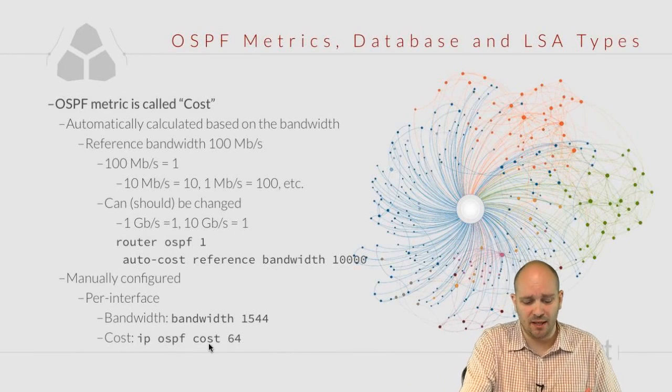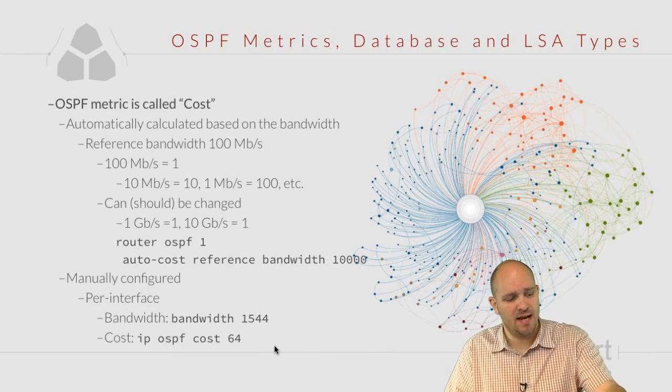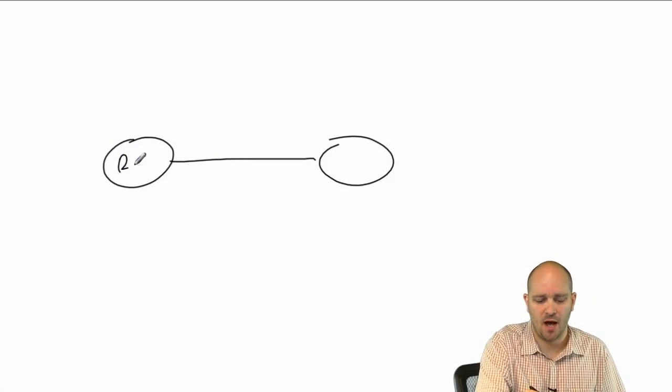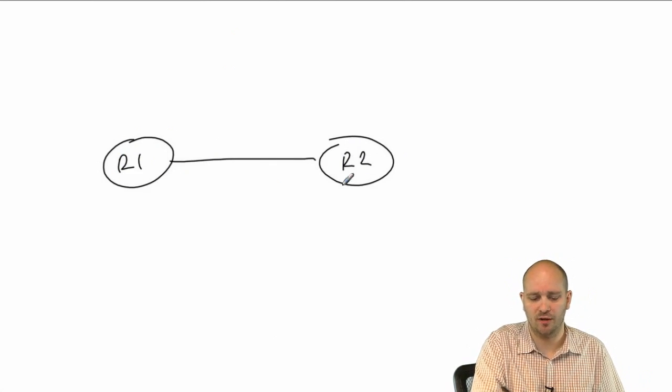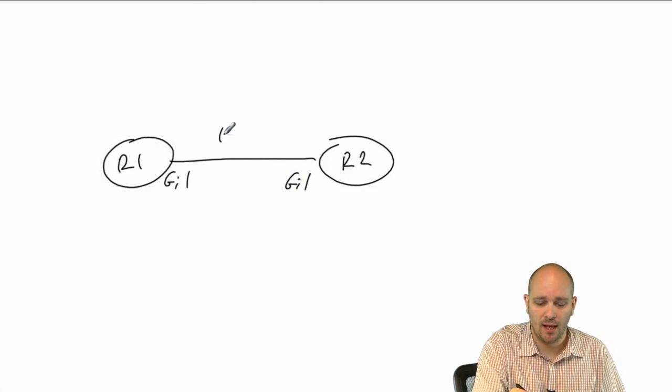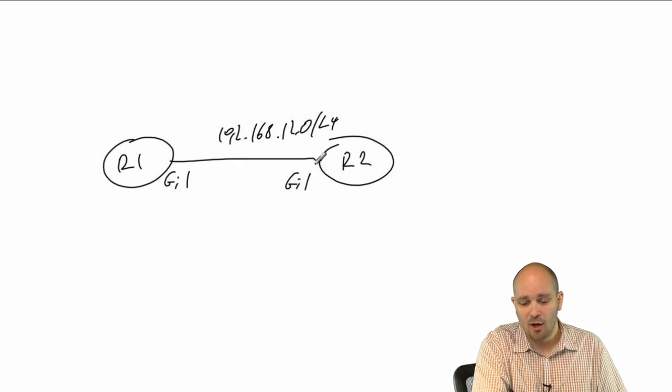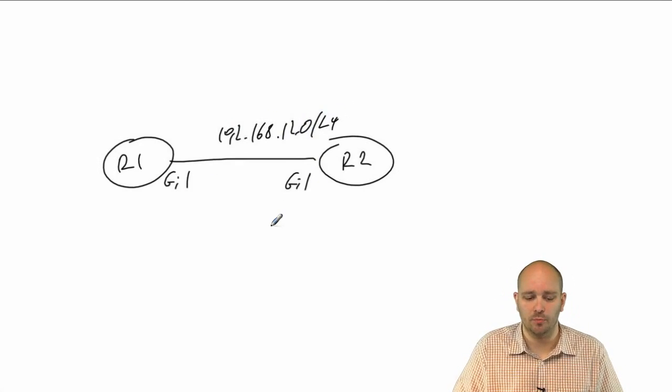I have already explained them here, but let's see them in action. To do that, I'm going to continue with the example that I used before. I'm just going to use my R1 and R2 routers here, and they are interconnected on gigabit interfaces 1, and the network between them is 192.168.12.0/24, and I already have OSPF configured between them.